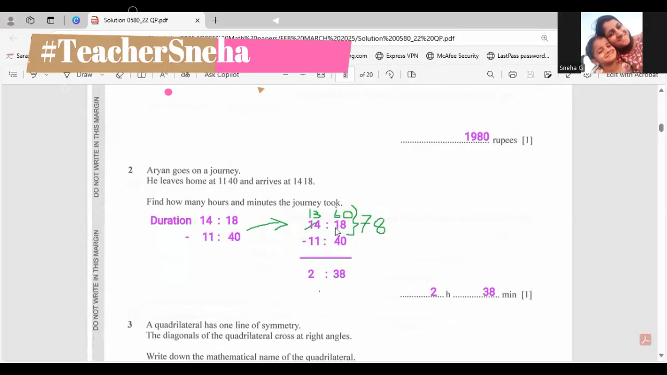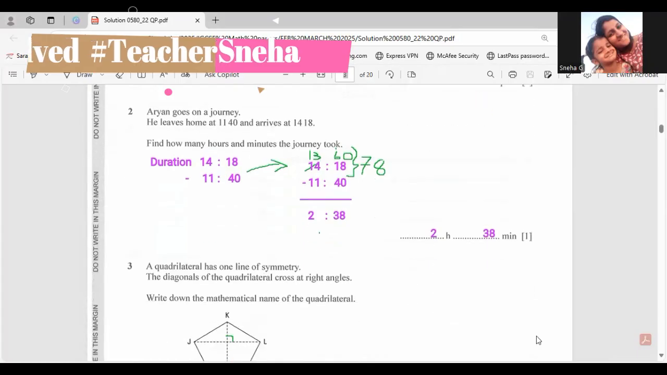So it's 14:18 to subtract 18 and 40. We carry forward 1 hour, converted that to minutes. So total in hand we had 78 minutes. 78 minutes minus 40 minutes, we get 38. And out of remaining hours, it's 13 minus 11, it's 2 hours. So the duration of the journey was 2 hours 38 minutes.